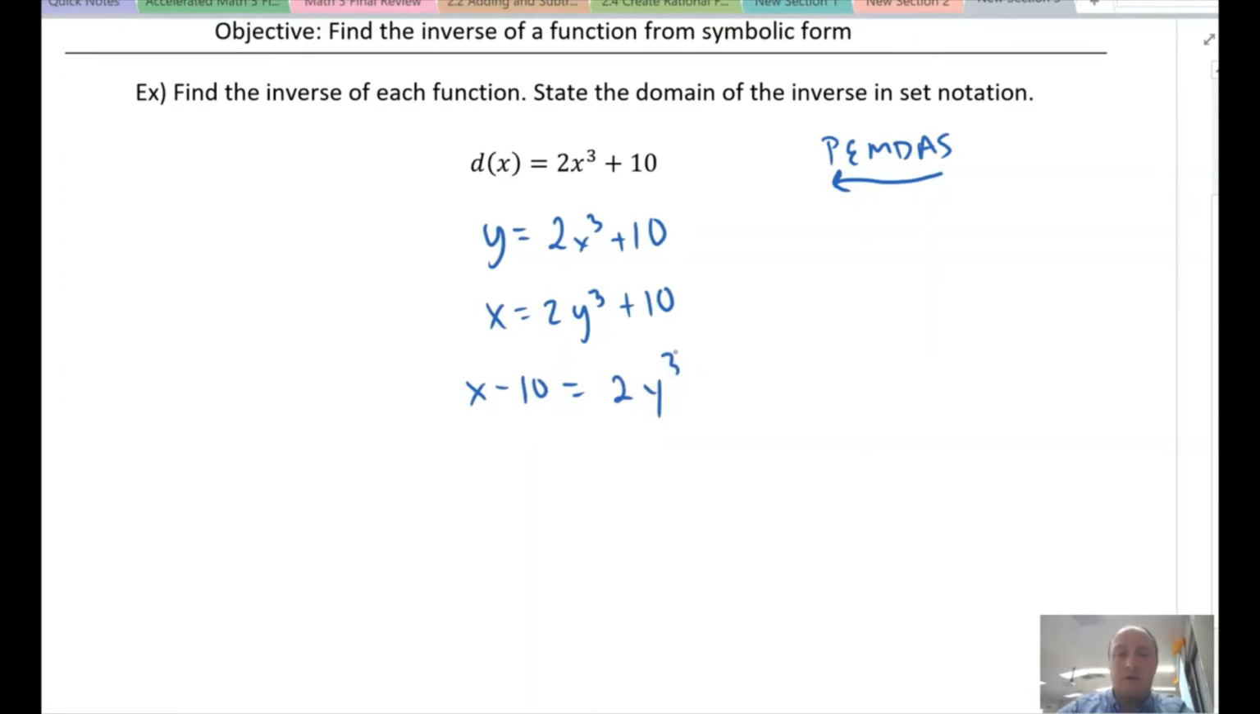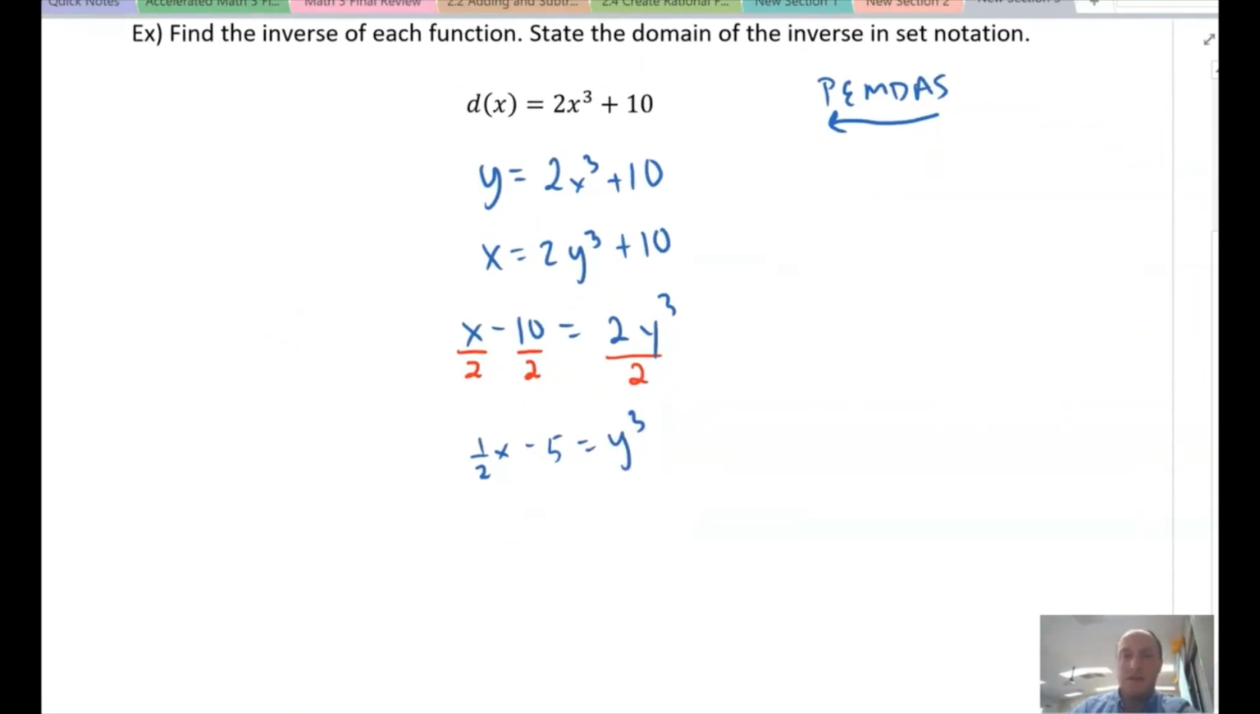Okay, now how do I isolate my y? Well, you got to get rid of the 2 first, right? Undo multiplication, division, so you're going to divide both sides by 2. This one I will show you the inverse operation. I'm going to divide everything by 2. What you do to one side, you must do to the other side. A lot of people just kind of think only one thing gets affected by that 2. Okay, so what we have is 1/2 x minus 5 is equal to y cubed.